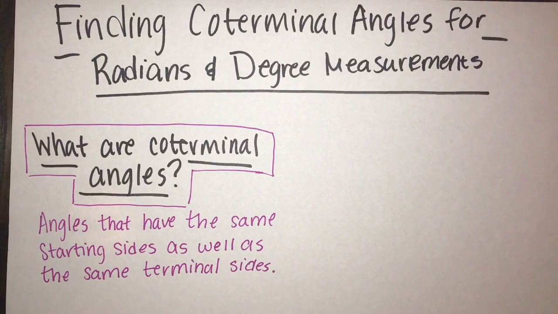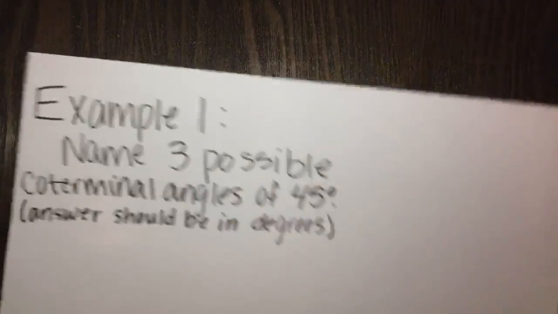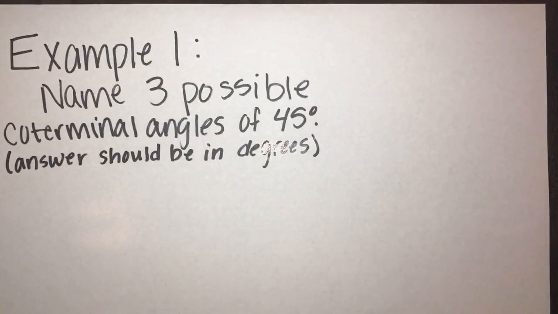Coterminal angles are angles that have the same starting sides as well as the same terminal sides. What this is saying is basically that they have the same start and end on the unit circle. And if you do not know the unit circle already, you can look at previous videos that you can find on YouTube. So let's try out an example together before we get into the things that are harder.